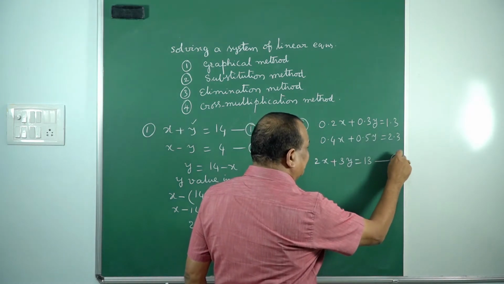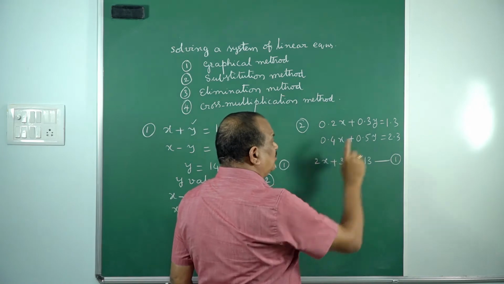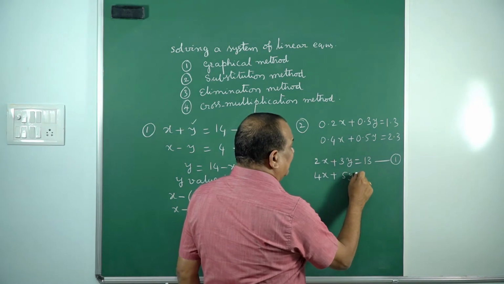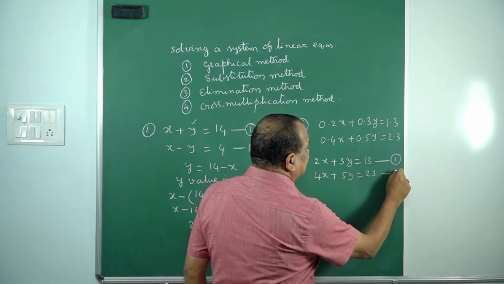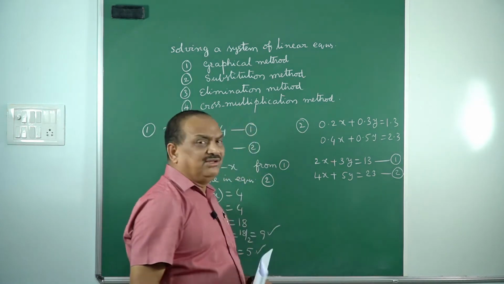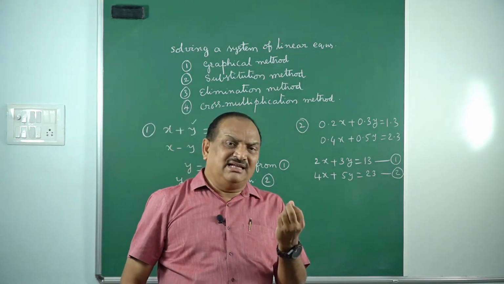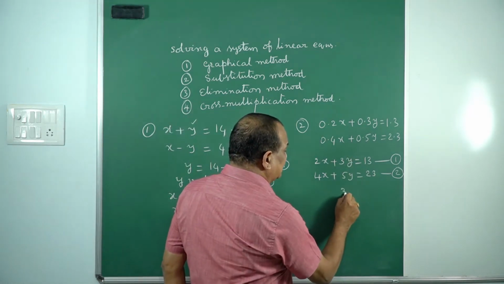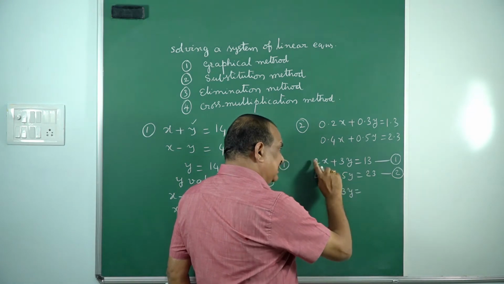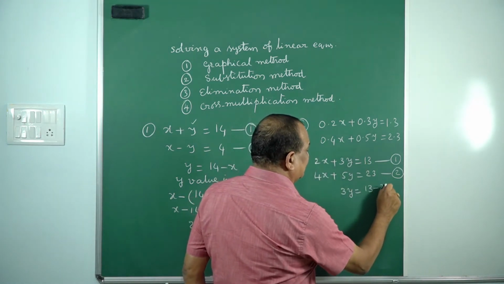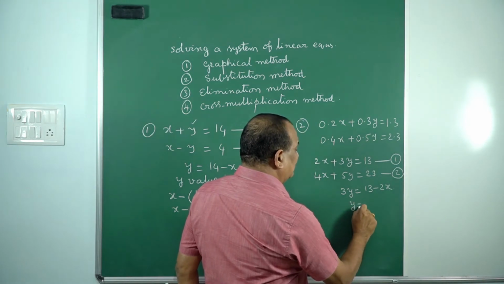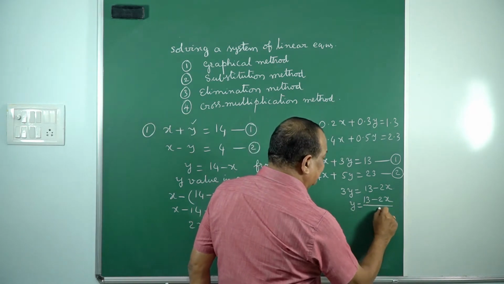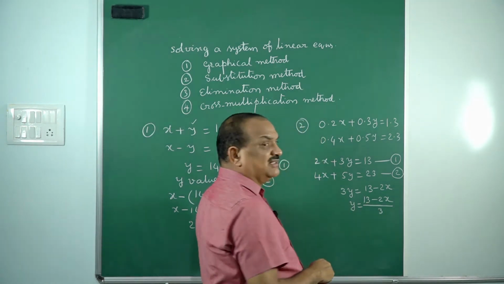Now I say this is my first equation. And the second one, I multiply throughout by 10: this becomes 4x plus 5y equals 23, and this is my second equation. How are we going to solve? Find the value of y in terms of x. I take my first equation: 3y is equal to 13 minus 2x, and hence y is equal to (13 minus 2x) divided by 3. This I got from equation number 1.